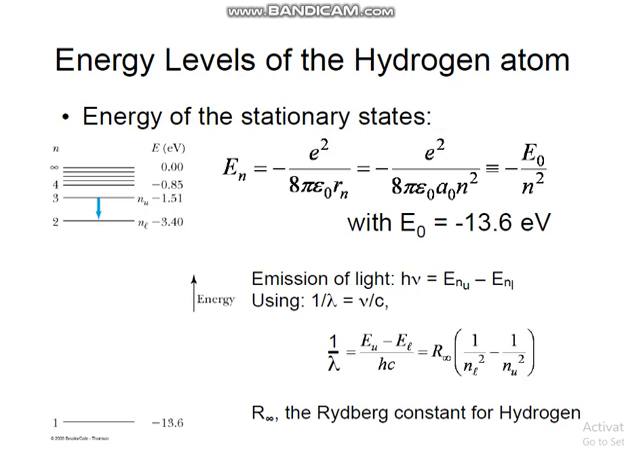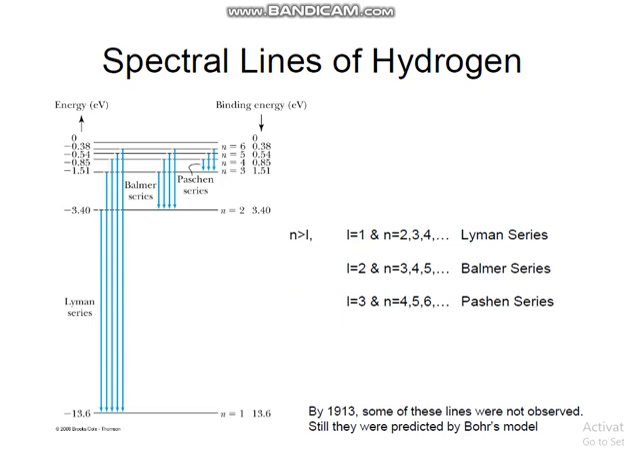At the first level the energy is minus 13.6 electron volt, then minus 3.40, then minus 1.51, and thus it increases in energy. The spectral lines of hydrogen are given by this figure. You can check that n is greater than L. L equals 1 and n equals 2, 3, 4 is the Lyman series, L equals 2 and n equals 3, 4, 5 is the Balmer series, and L equals 3 and n equals 4, 5, 6 is the Paschen series.